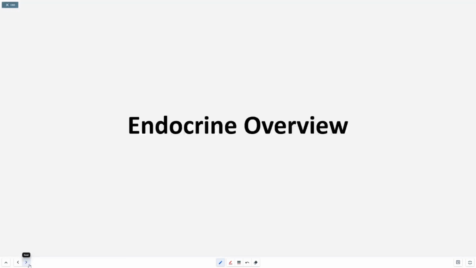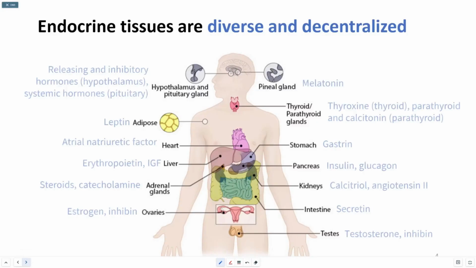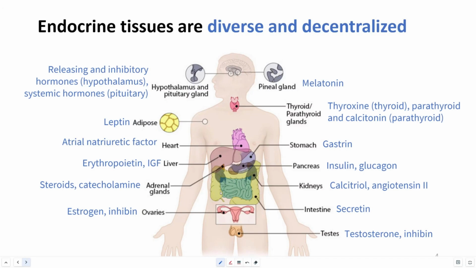Alright, let's get started. Endocrine overview. The endocrine system is composed of glands located throughout the body that synthesize and secrete hormones. It includes a cell, termed target cells. It has specific receptors and specific hormones. Endocrine glands lack ducts, unlike exocrine glands.